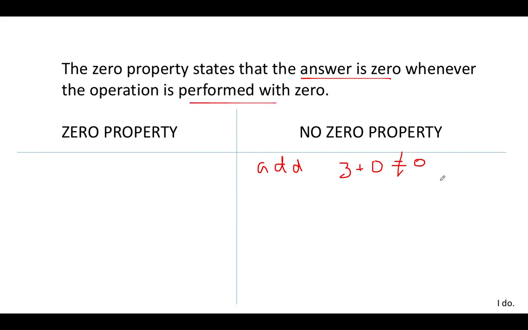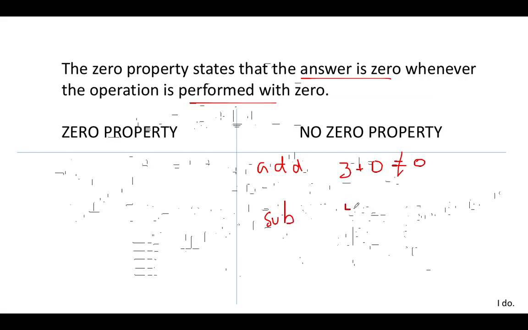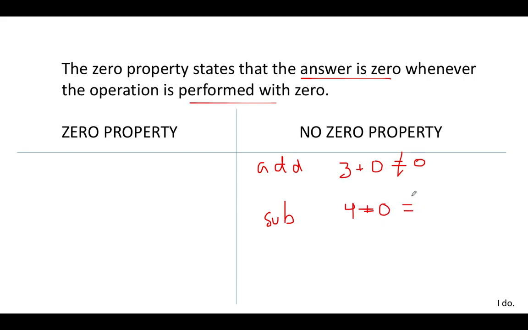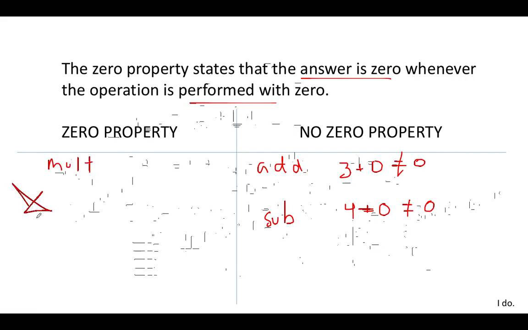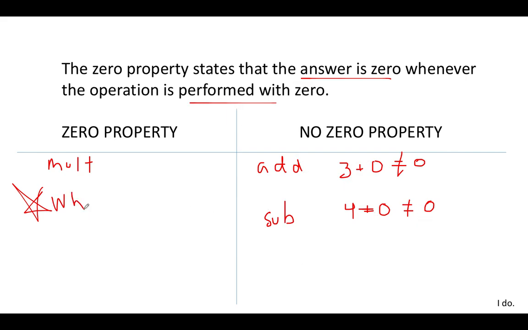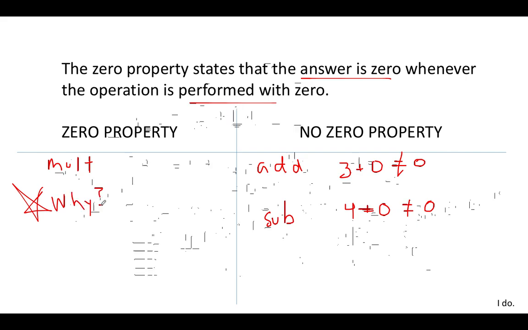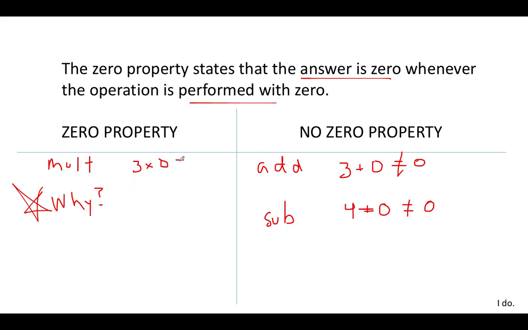So not addition, not subtraction, right? 4 minus 0 doesn't make 0. Multiplication, yes. Why? Teachers, ask why the 0 property makes sense. I hope you're thinking something along the lines of 0 groups of 3. 0 groups is going to give me 0. Or 3 groups with 0 inside is going to give me 0.